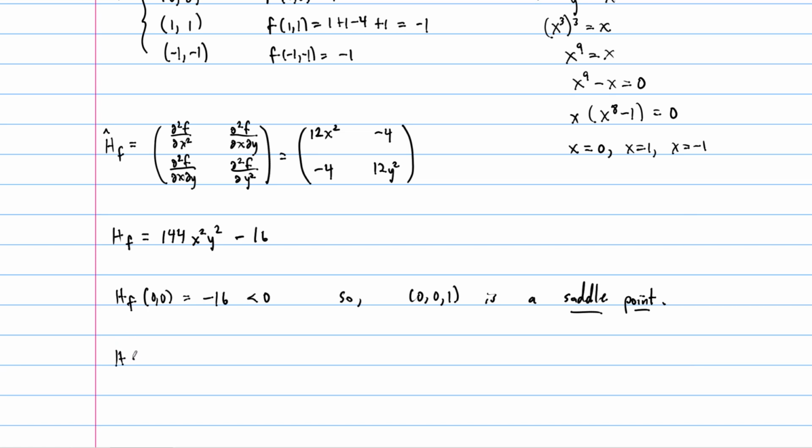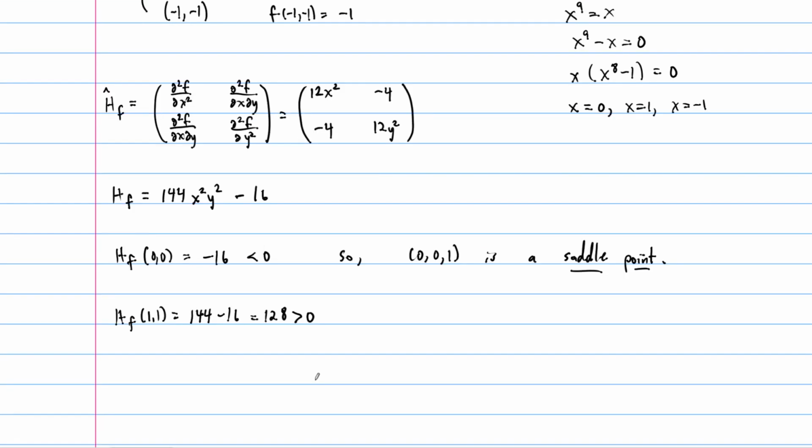Let's check them. H f at (1, 1). This is going to be the same as (-1, 1), but let's just do this one first. If we plug in, we get 144 times 1 times 1, so 144 minus 16. You can do the math here. This is 128, but the point is that it's positive, right? So this is either a max or a min, but which one is it?